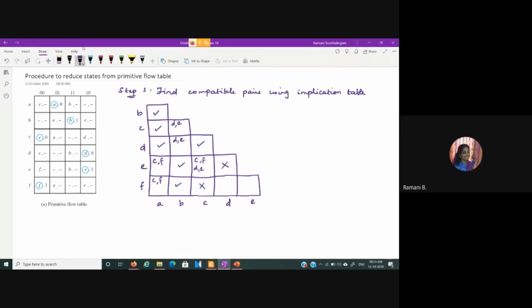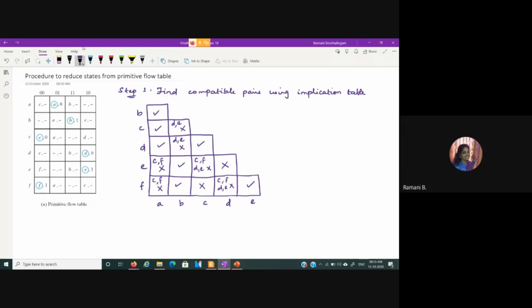Yes, D with F, you have C comma F and D comma E. Then comparing E with F, it is compatible. So we put a tick mark. Now with other places, we have already found that C comma F is not compatible and D comma E is also not compatible. So all these are non-compatible. Okay. So wherever you have the tick marks, we write those pairs as such.